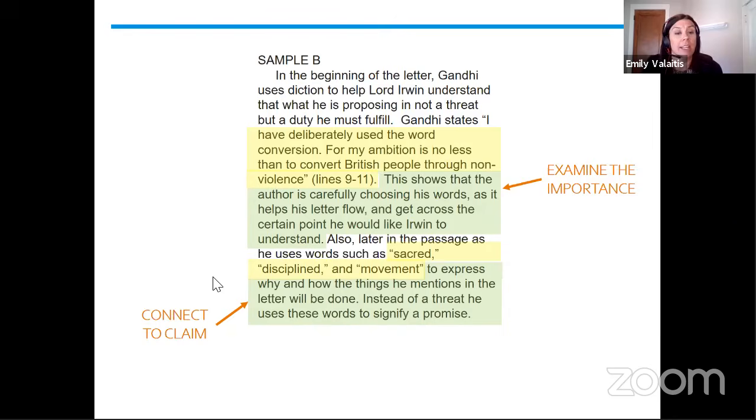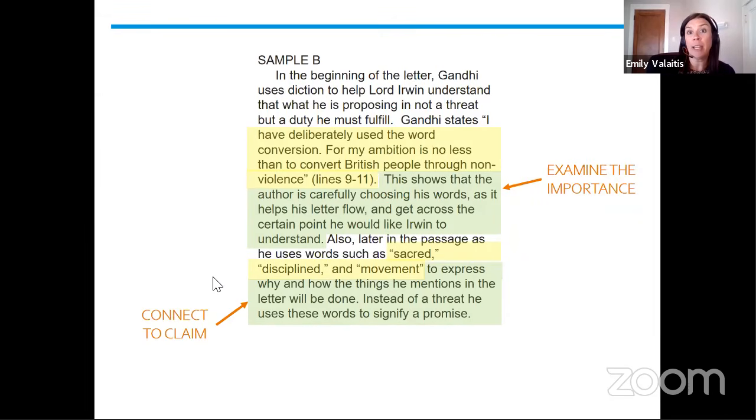things he mentions in the letter will be done. Instead of a threat, he uses these words to signify a promise. So here, the student does a nice job of connecting back to the point of that body paragraph, the threat, not the duty. The student kind of just restates it though. Student's not putting it into his or her own words, and they've not really proven it through the example, but at least I do see a connection to the claim, so that's pretty good.